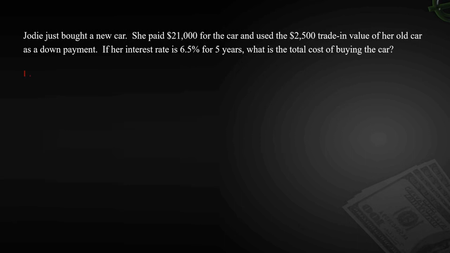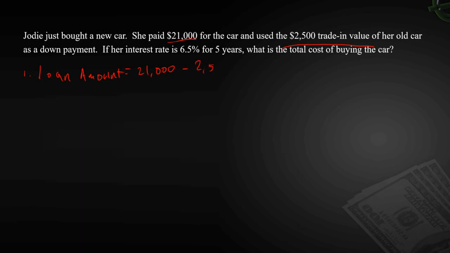So again, we'll just go through our process. Step 1, loan amount equals sales price. So how much did you pay for the car? $21,000 minus the down payment. She's going to sell her old car and use it as a down payment.